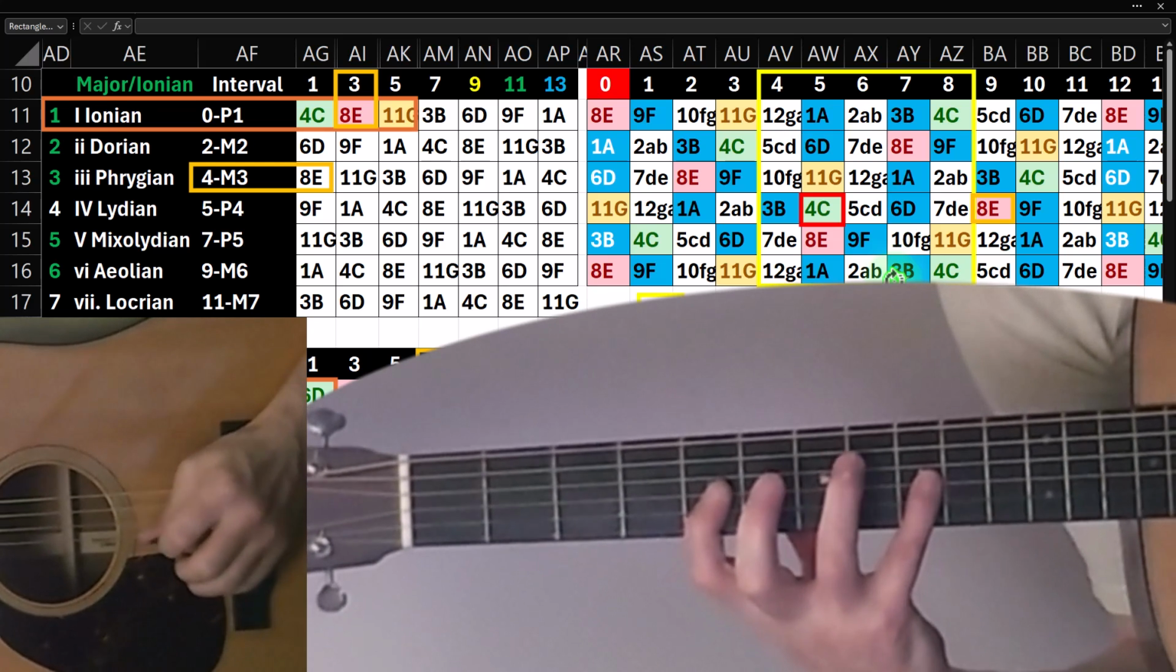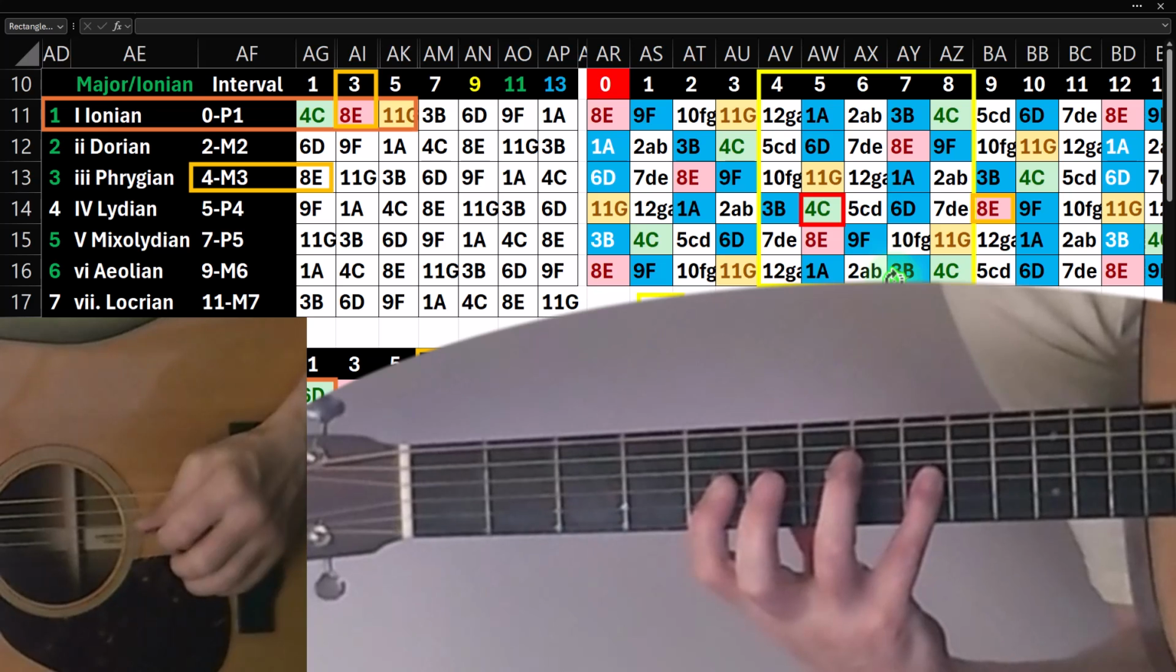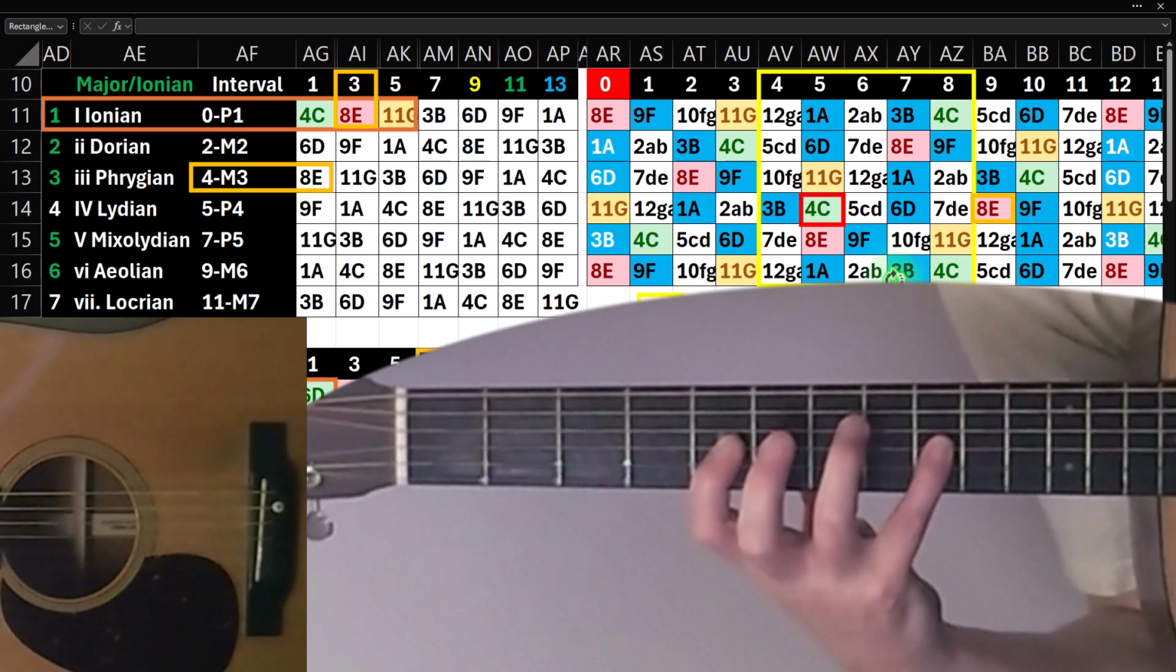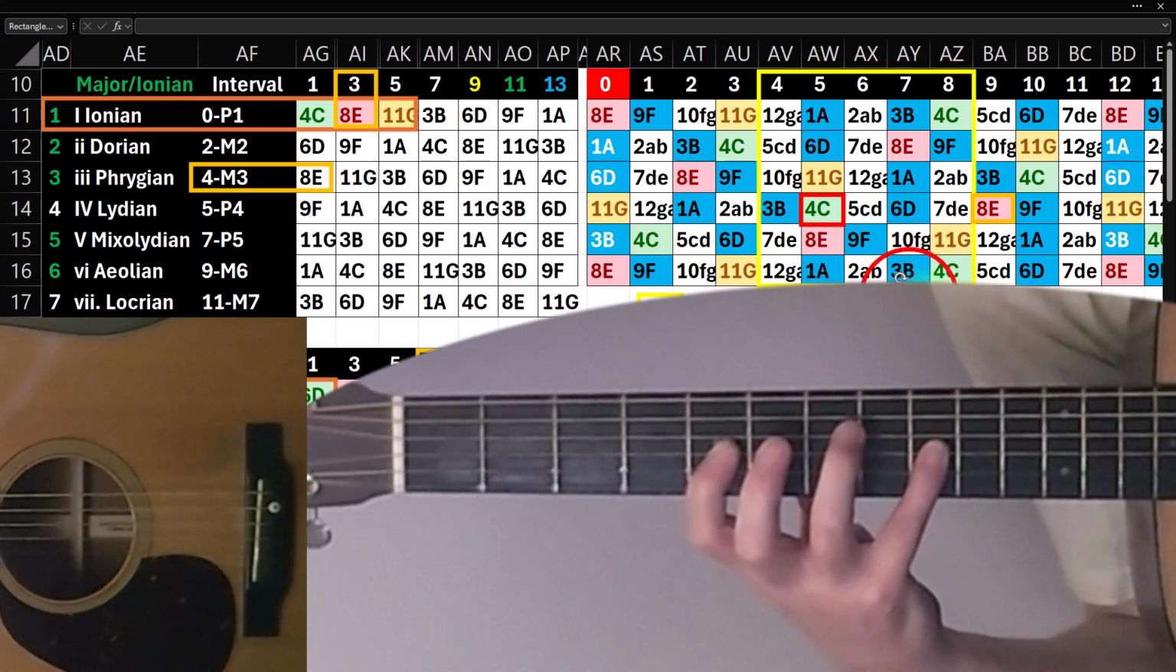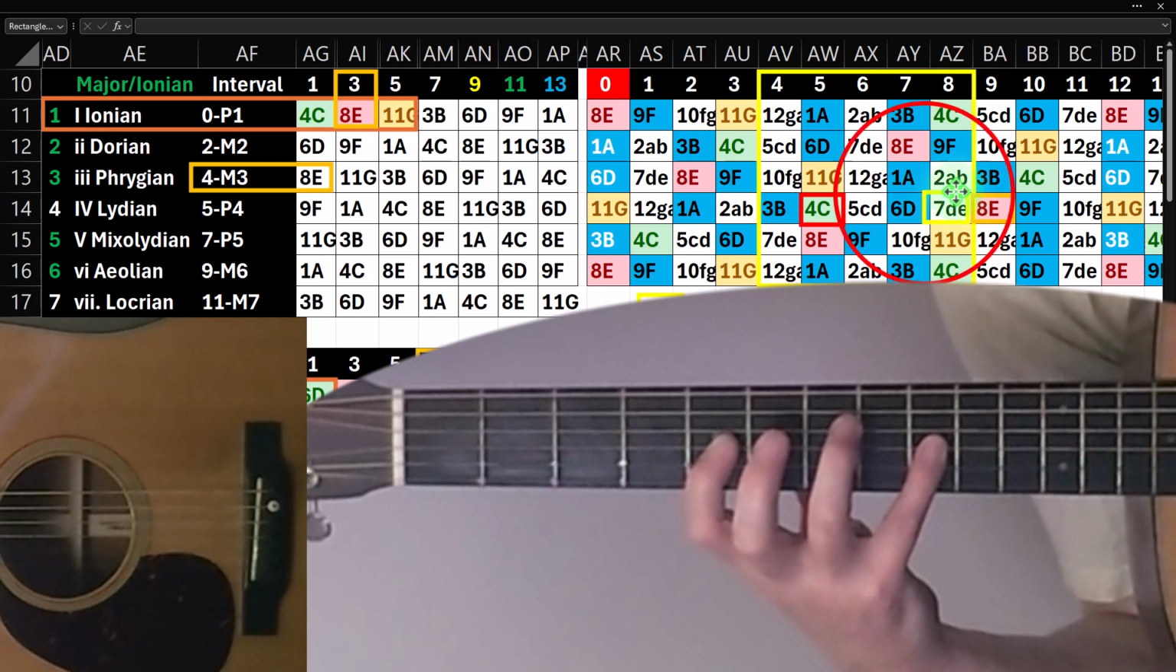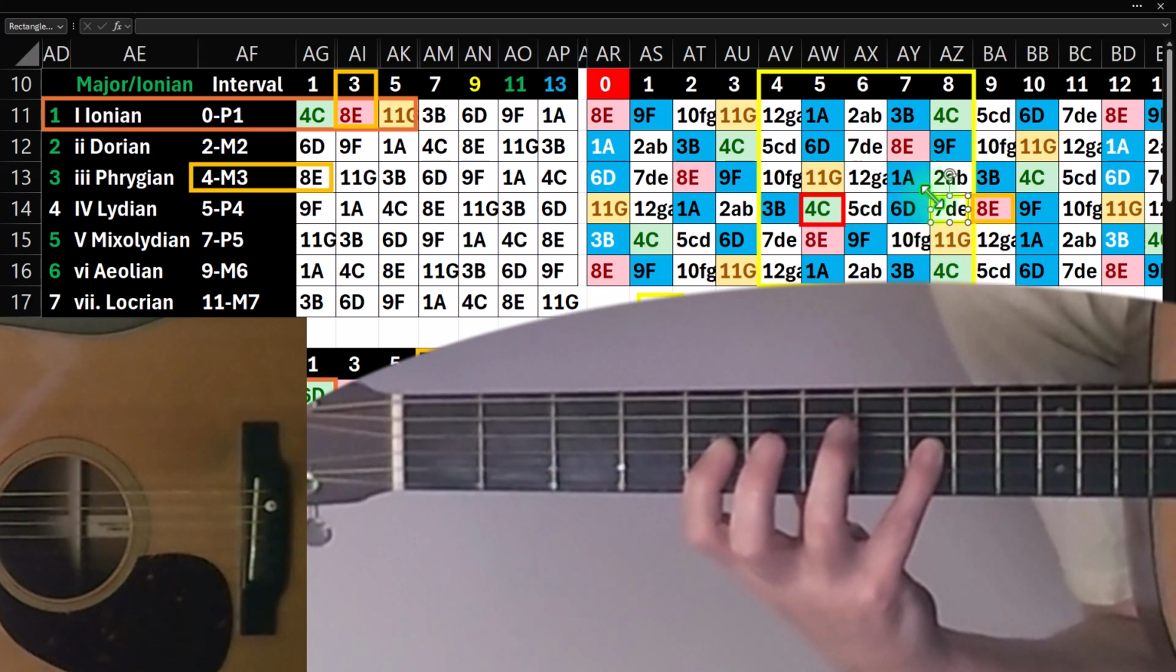So there's the sound of it. Now, just for reference purposes, the minor third is going to be right behind it. So the minor third is a flattened third. You can think of it, 3-note away minor third.